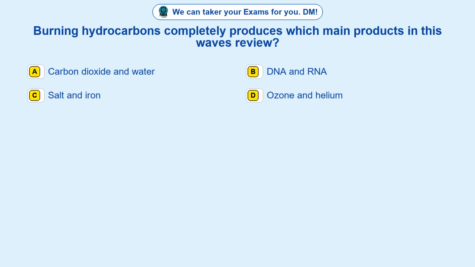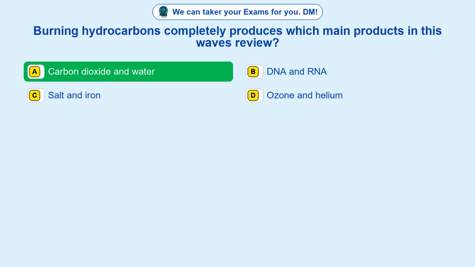Question 55. Burning hydrocarbons completely produces which main products in this waves review? Option A, carbon dioxide and water. Option B, DNA and RNA. Option C, salt and iron. Option D, ozone and helium. The correct answer is option A.